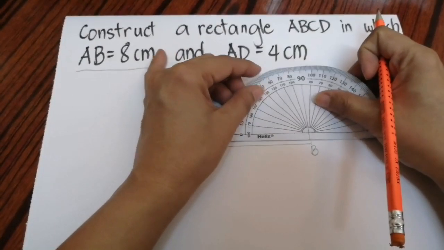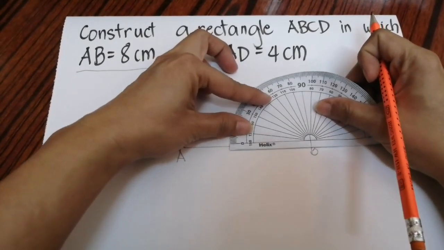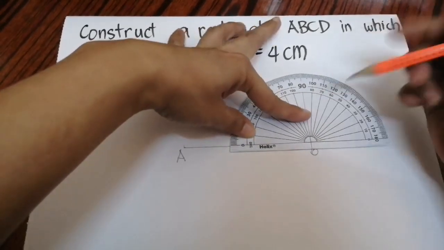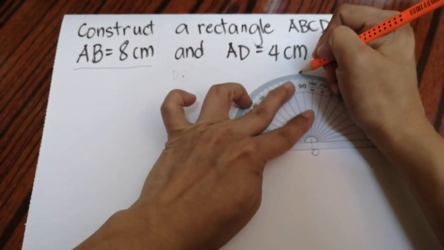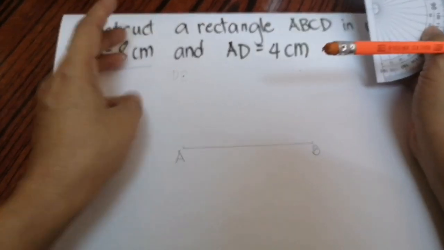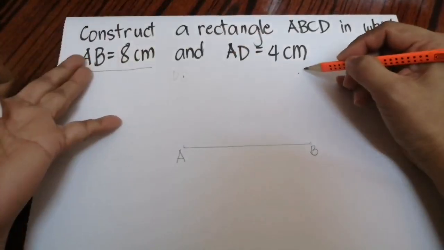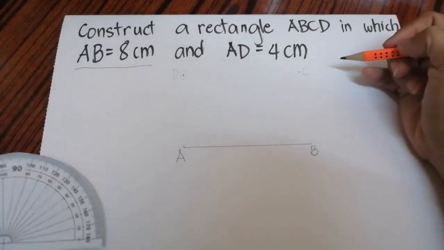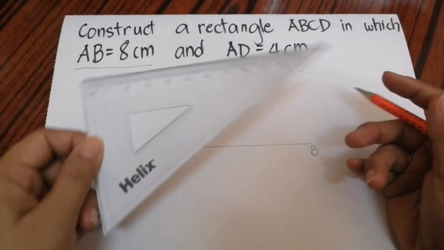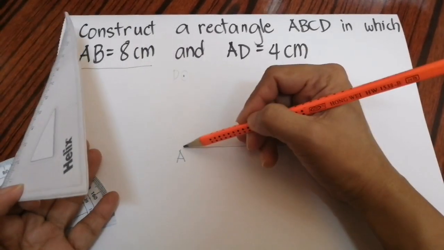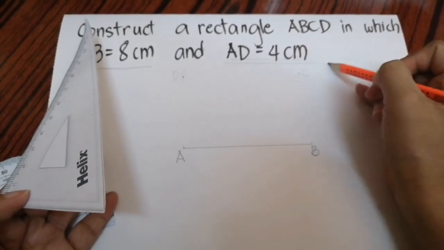And so with point B, let us create also another perpendicular line over here. Make sure you align the baseline with your horizontal line. So 90 degrees angle. Okay, and we shall call this temporarily point C. Next step, use a ruler and mark A to D with a 4 centimeters length.